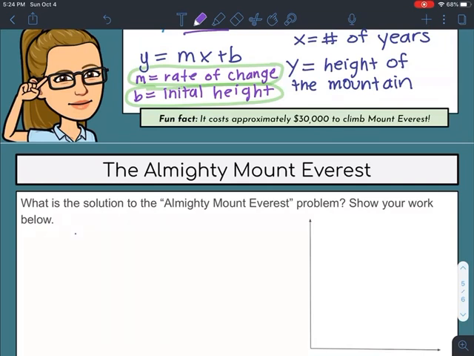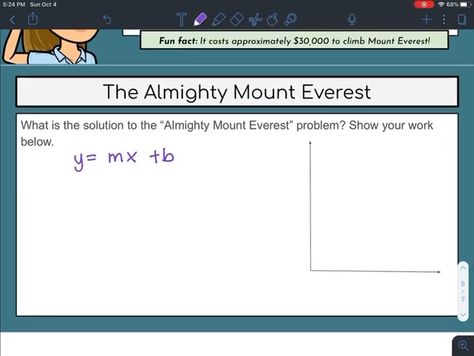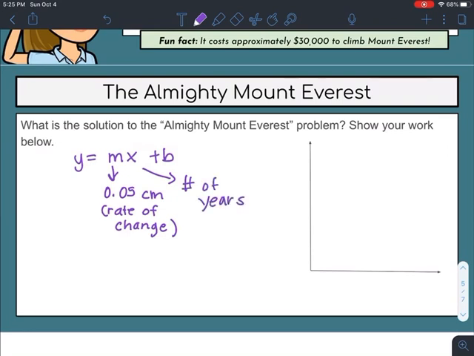Again, remember I have y equals mx plus b, and so far I know that it grows 5 centimeters per year, or in this case 0.05 meters. So that's the rate of change. I know x is the number of years, b is my initial height, which we don't know, and y is my current height.